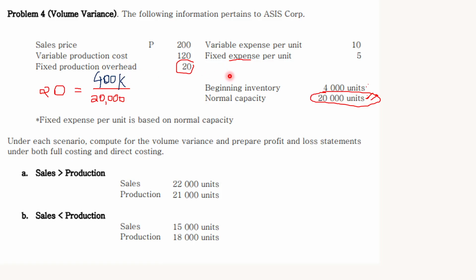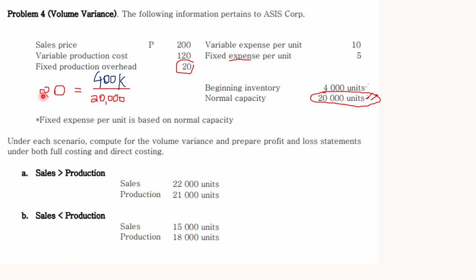Ito yung problem sa normal costing. Whenever we produce, that's the basis for allocating FOH, no? Sasabihin na natin yung basis ng pag-allocate ng FOH ay production. E di produce natin sa scenario A, 21,000.